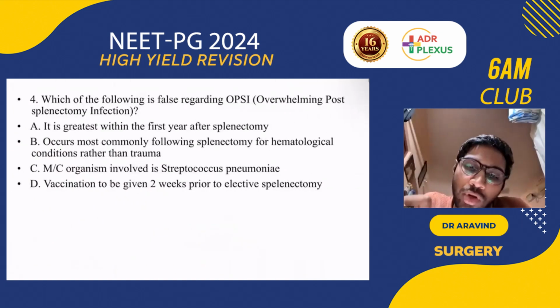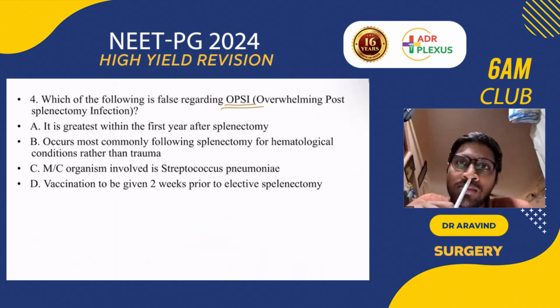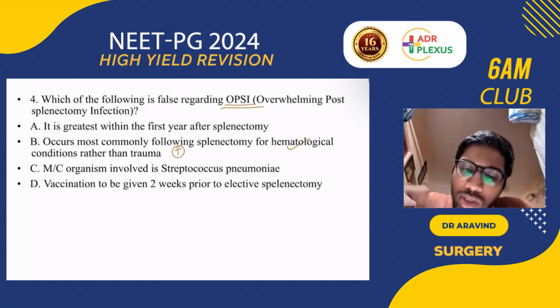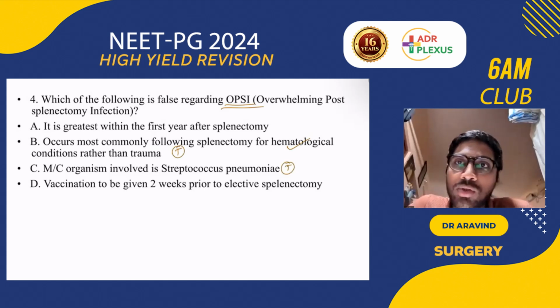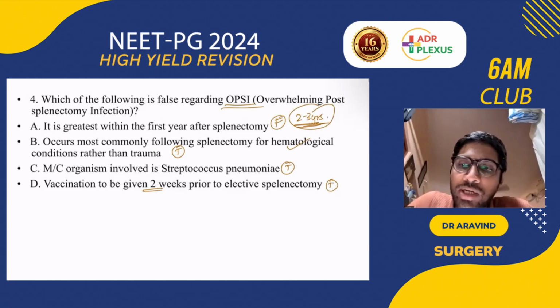Next, which of the following is false regarding OPSI, overwhelming post-splenectomy infection? It occurs most commonly following splenectomy for hematological conditions. This is true. The most common organism involved is Streptococcus pneumoniae. This is also true. And vaccination is to be given 2 weeks prior to elective splenectomy. This is also true. It occurs 2 to 3 years after splenectomy, not within 1 year.